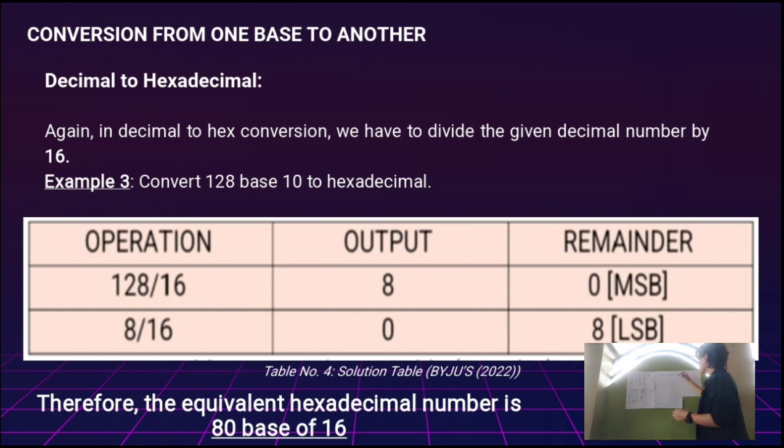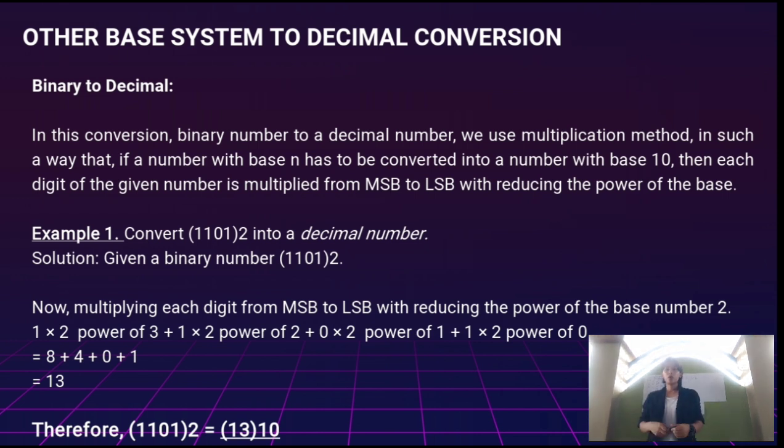So that's how we come up with the last remainder of decimal to hexadecimal conversion. As you can see, the equivalent hexadecimal number is 80 with a base of 16. Of course, we always need to start with the least significant bit up to the most significant bit, which is the 8 and 0. So that is the conversion of decimal to hexadecimal. Okay, let's proceed to other base system to decimal conversion, which is the binary to decimal.